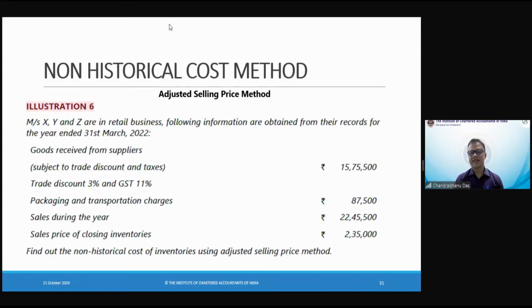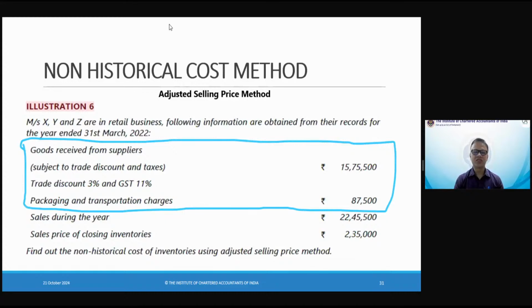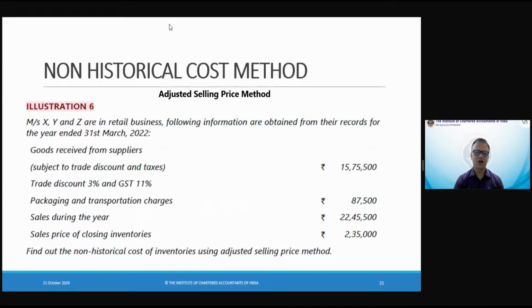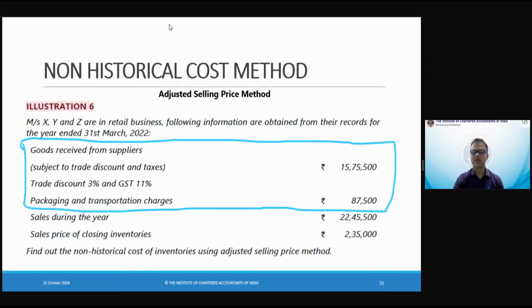So this is again the illustration which I have talked to you about earlier. I'm quickly revising it for a minute: the goods received from supplier, trade discount, and packaging and transportation, all of this are included in the cost of inventory, as I discussed in the earlier theories. Now, you have got the sales during the year. Then you have got the selling price of closing inventories. You have to find the non-historical cost of closing inventories.